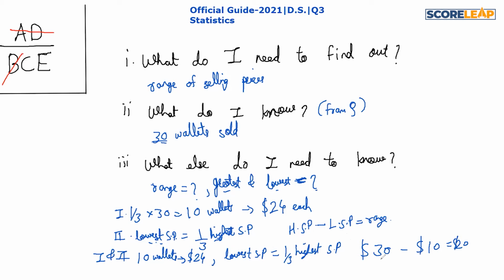But the highest selling price can be $90 too. If it is 90, 1/3 of 90 is 30. So now the range becomes $60. So the range can be anything. We are not getting a definite answer for the range. So the statements together and alone are not sufficient to answer our question. So our correct answer here becomes option number E. I hope it is clear.